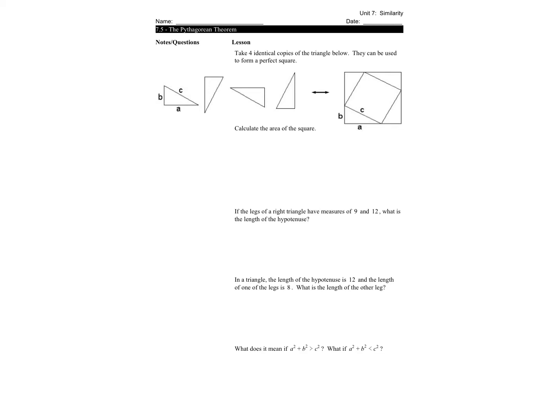All right, guys, so the title of this lesson is the Pythagorean Theorem, which many of you may already be familiar with. Whether you are or are not, I'd like you to complete this exercise in explaining where it comes from and why it exists.